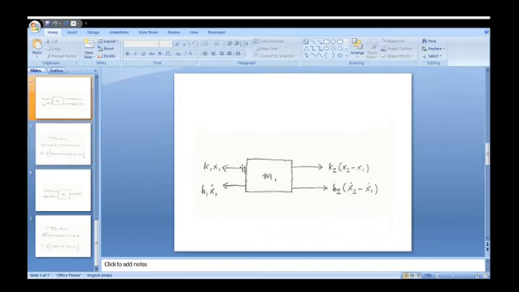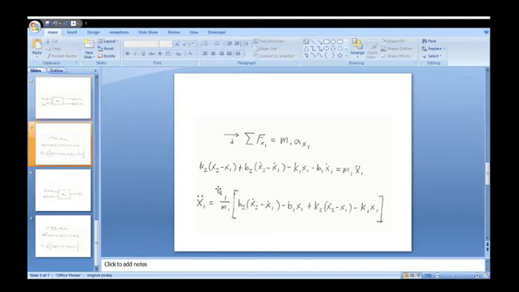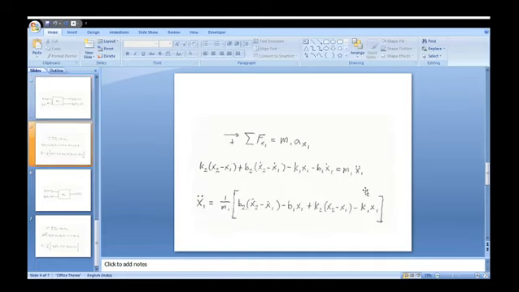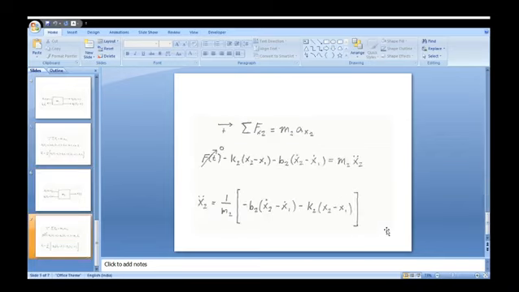In the equation form, the right side is taken as positive and the left side is taken as negative. So on the right side we write K2 times X2 minus X1 plus B2 times X2 dot minus X1 dot, and this is equal to M1 times acceleration. X double dot is the acceleration, and the equation can be rearranged with respect to acceleration in this form. The same equation type is repeated for the other mass, M2.